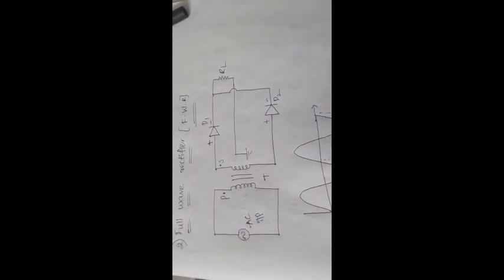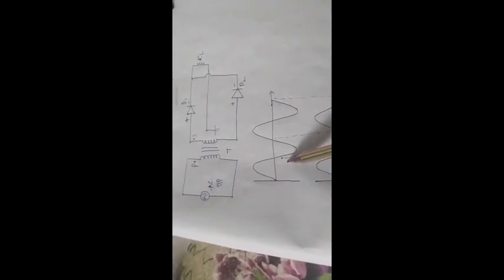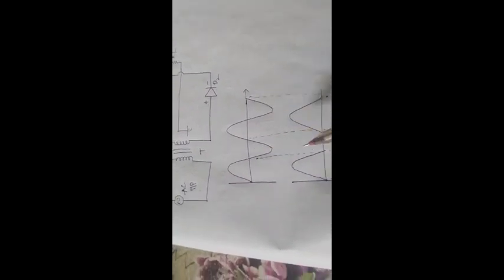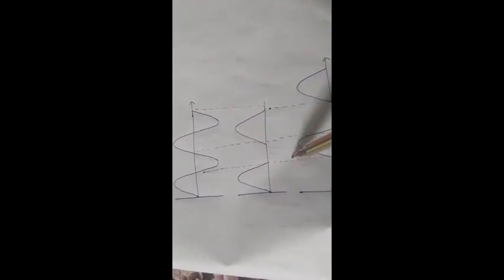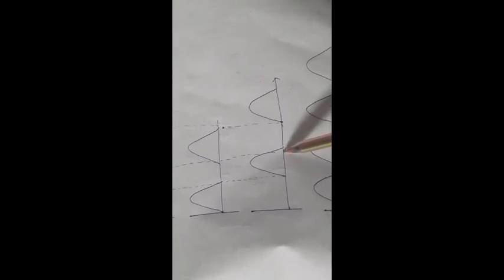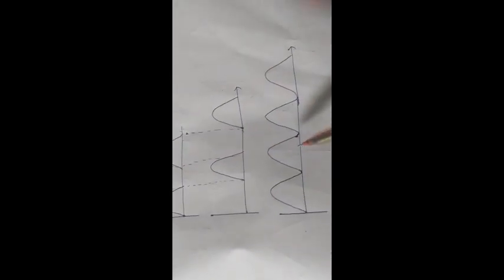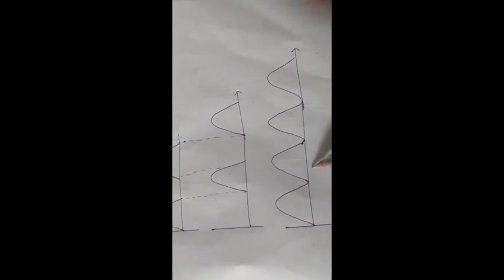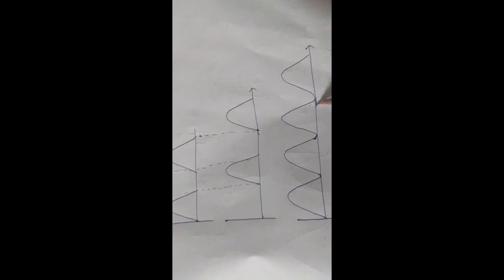Here we can see that we are applying the AC input signal, which is a sinusoidal signal. Here the D1 signal is generated, and here we can see the signal of diode D2. If we combine these signals, we get the output like this. This is the output of the full wave rectifier.